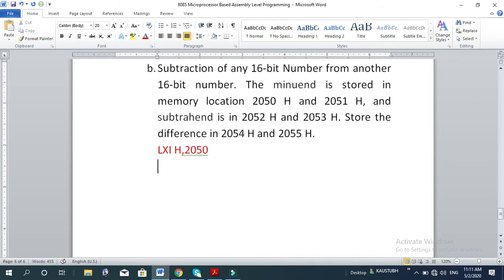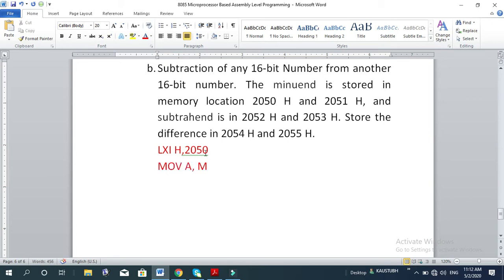Now as you know, in case of addition as well as in case of subtraction, the first number, the minuend, has to be stored into the accumulator, so it is always subtracted from the accumulator. Where is the first number? The first number, the minuend, is in the memory location 2050, which I have stored in the HL register pair. So from 2050, whatever the data is, I am copying it to the accumulator. For that, MOV A, M.